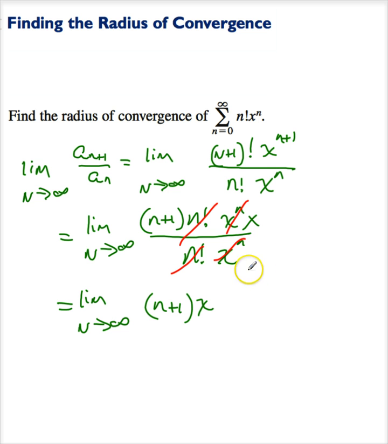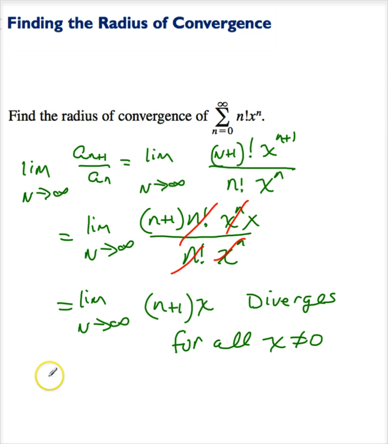All right? This is going to diverge. So this diverges for all x where x does not equal 0. So the radius of convergence is 0, because the only value for which this converges is when x equals 0.